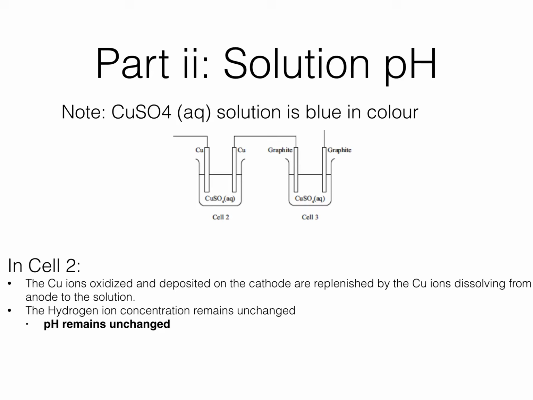The copper ions going from the solution onto the cathode are getting replenished by the same number of copper ions going from the anode to the solution. A thing to note here is that copper sulfate solutions are blue in color, especially aqueous copper sulfate solutions. Since there's no change in the copper ions in this case, the color of the solution will not change. And the pH, which is the negative log of hydrogen ion concentration, will remain unchanged because the hydrogen ion concentration had no change in this whole reaction. So in cell 2, no change in pH, the color remains blue.